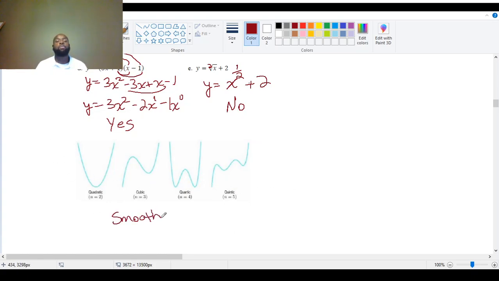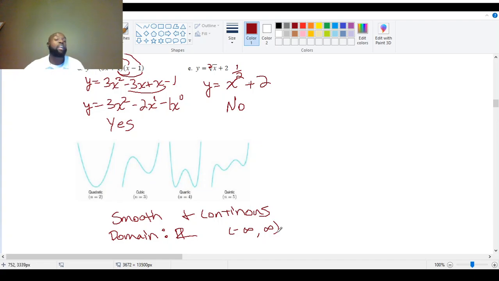Again, they're smooth and continuous, but one thing about polynomial functions is that they're defined for all real numbers. That means they're defined from negative infinity to infinity. That's all your real numbers that's possible. That means you can input any real number into that function, and you're going to get an output. Okay, so we'll use polynomial functions when we start talking about calculus, right?